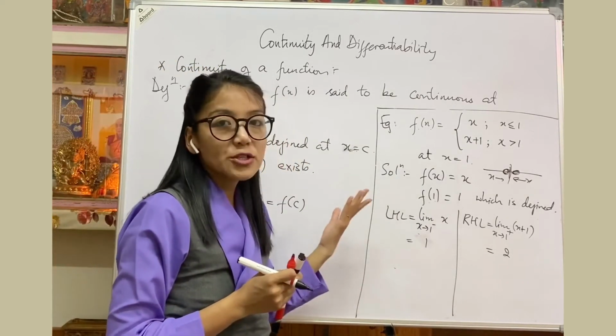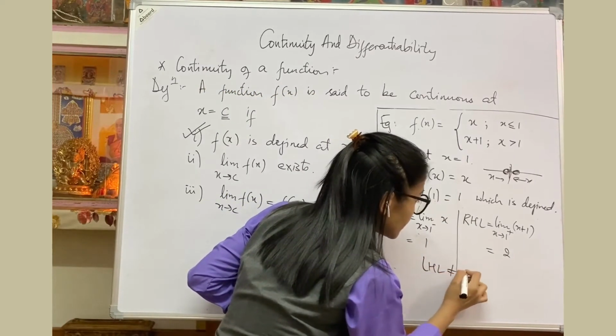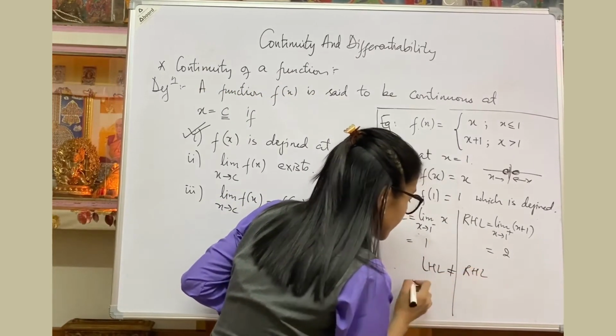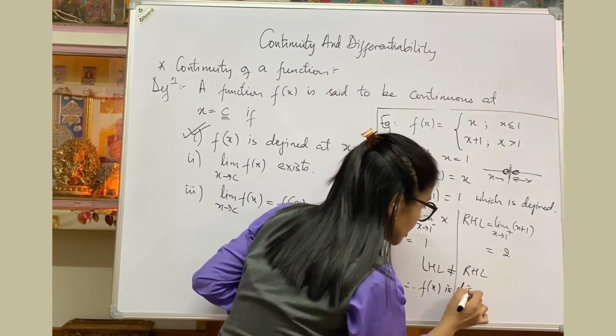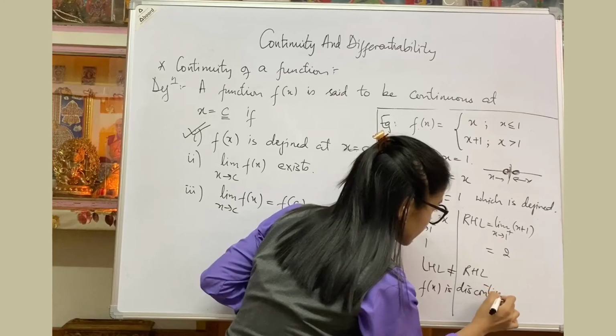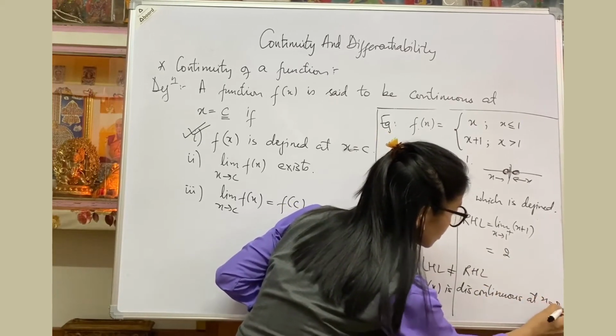So therefore the function is discontinuous. So you will write here: left hand limit is not equal to right hand limit. Therefore f(x) is discontinuous at x equals 1.